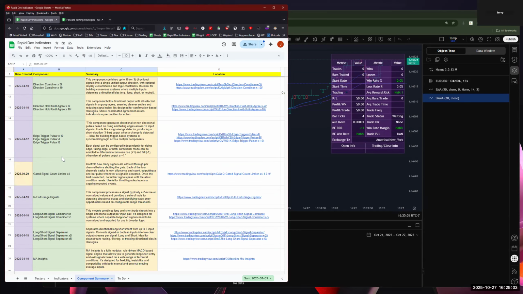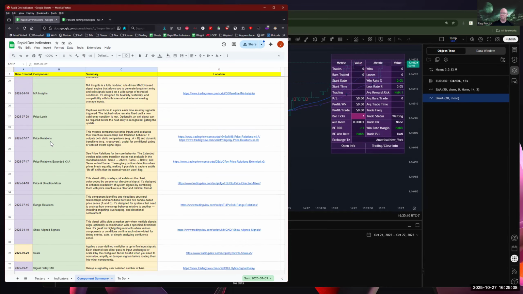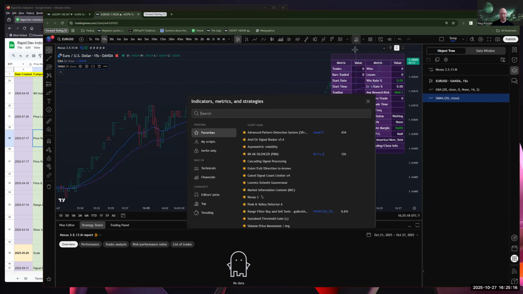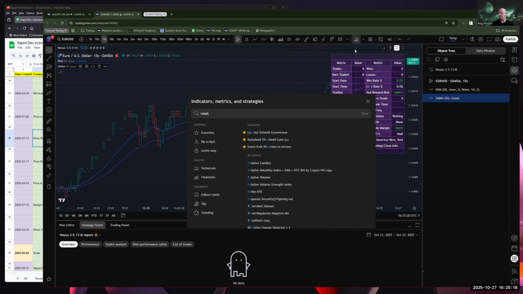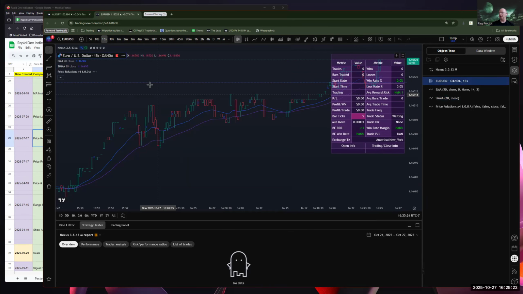In this case, what we're looking for is something to do with relationships between signals. So price relation will do it. I'm going to grab that one. It helps if I click on the right thing. I'm just going to type in relation. I know it'll come up. So I'm going to grab one of those.